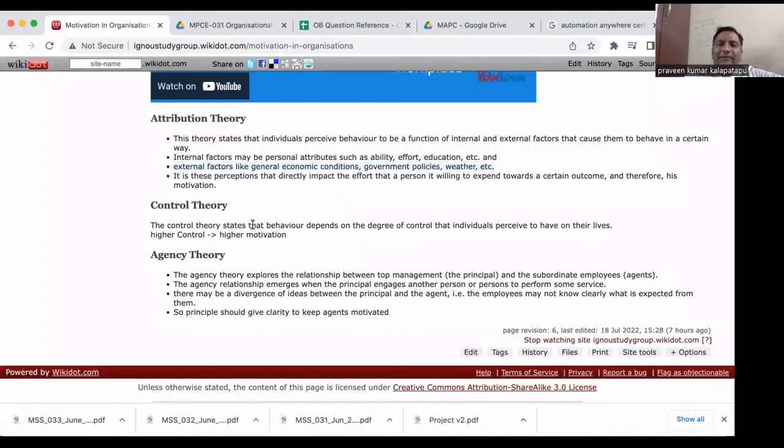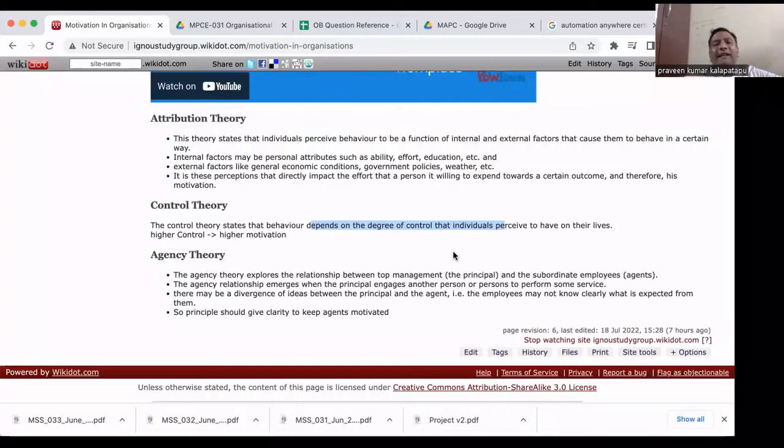Control theory. So basically, control theory states that behavior depends on the degree of control that individuals perceive. Basically, if somebody thinks that they are in better control of life, then they will have high motivation. If somebody feels that they have lesser control on life, they will actually have lesser motivation.